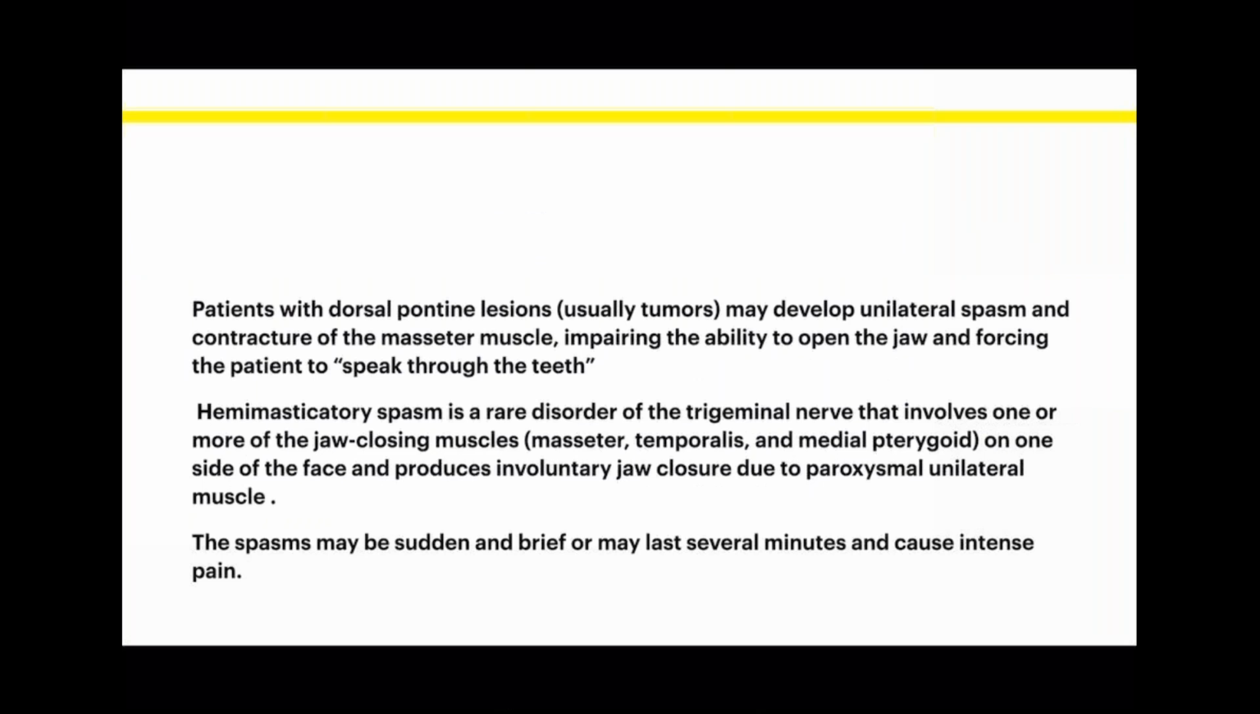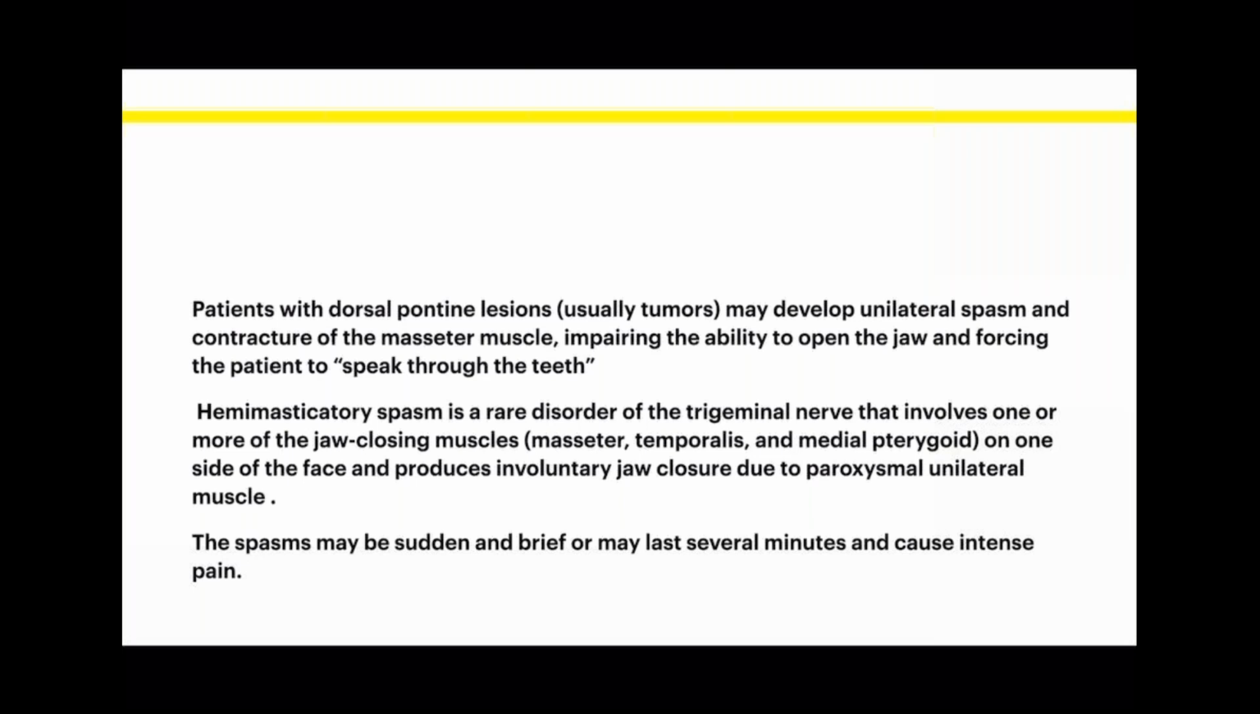Patients with dorsal pontine lesions, usually tumors. It's not common, but it can happen. A tumor in the dorsal pons can cause unilateral spasm and contracture of the masseter muscle and impair the ability to open the jaw, forcing the patient to speak through the teeth. They call it hemimasticatory spasm, which is a rare disorder of the trigeminal nerve involving the jaw closing muscles on one side of the face.